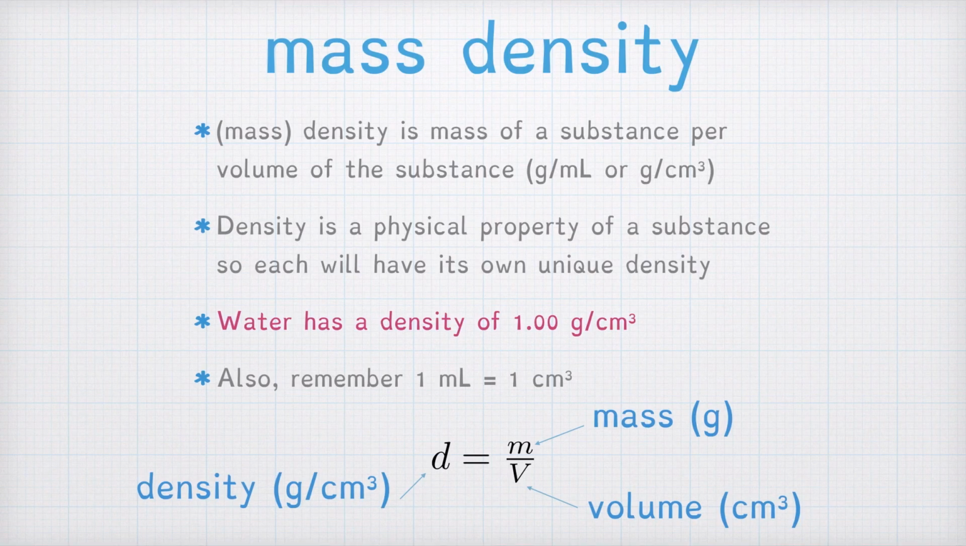So the equation for density is that density itself is equal to the mass of the object divided by its volume. The mass should be in grams and the volume should be in cubic centimeters. And then when you do that division, you get the density in grams per cubic centimeter. So we can use this equation to either find the density, or if you know the density and know either the mass or the volume, you can use this equation to solve for the component you don't know.